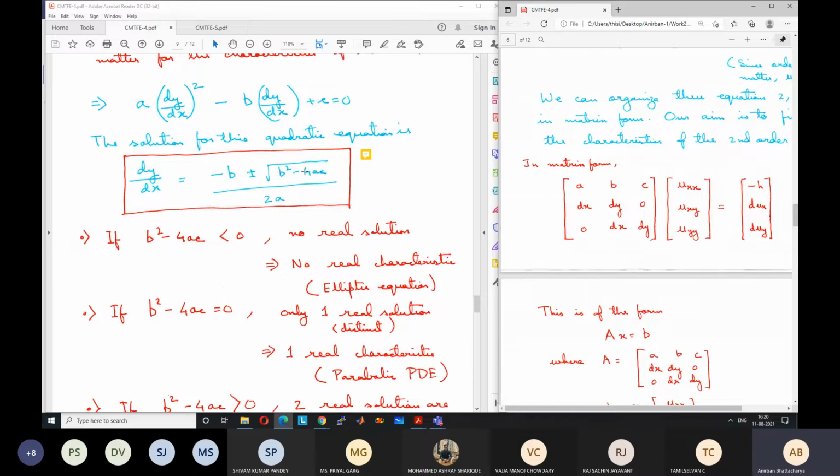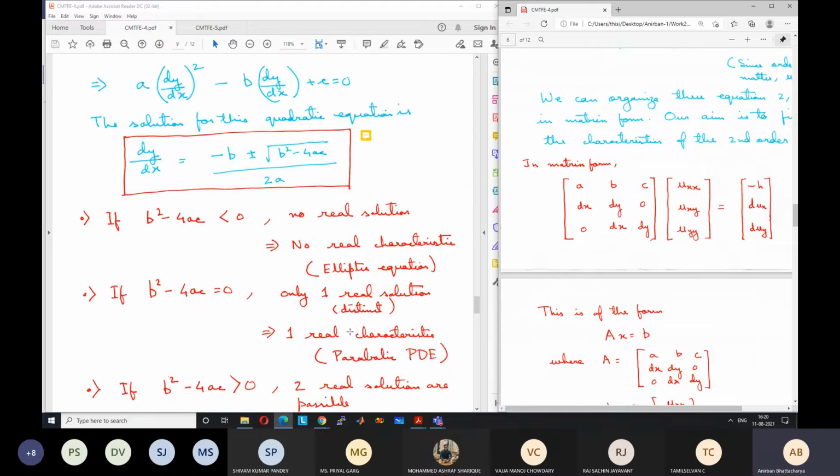If B square minus 4AC is 0, this term is 0, then you have only one distinct real solution. So it means that there is only one real characteristic. There is only one equation of this form, dy/dx equal to some value. This type of equation we will call a parabolic PD. We'll see later how the nature varies for elliptic and parabolic. Now we understand why there is only one characteristic.